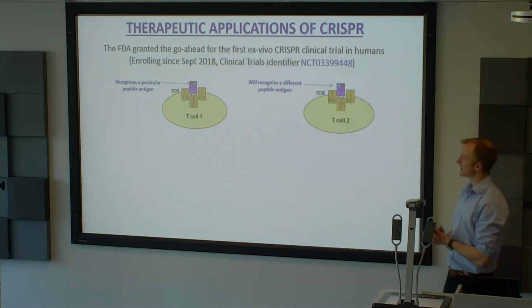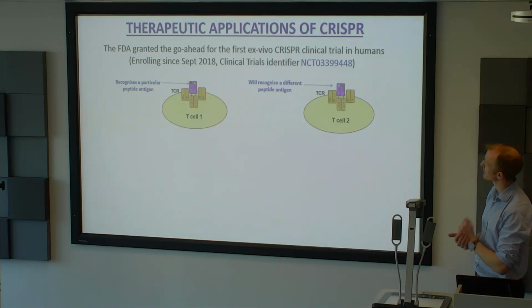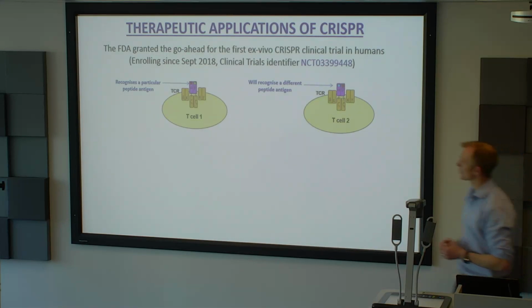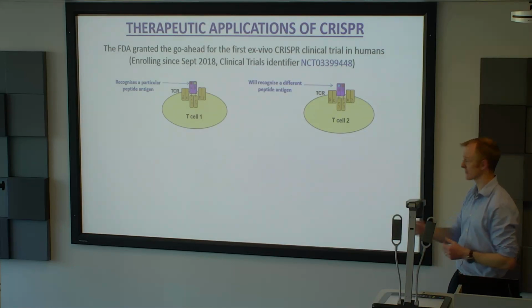So with that, we've seen that was only done in animals, so can it be done in humans? And the first clinical trial has just gone ahead. It was started in September 2018, so just under 6 months ago. It was granted by the FDA, and it's an ex vivo CRISPR clinical trial in humans. So what it has done is to genetically modify T cells to make them target cancer.